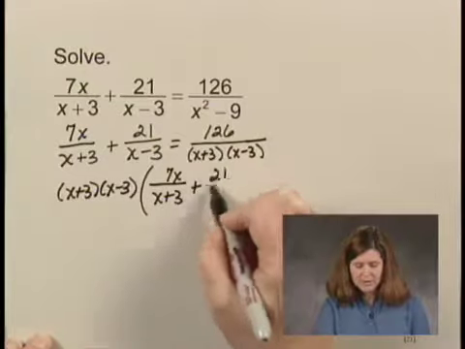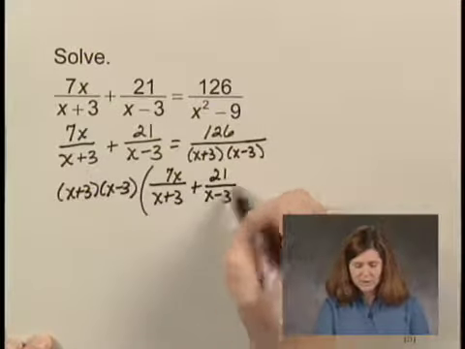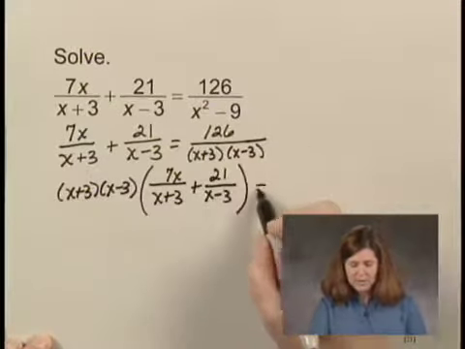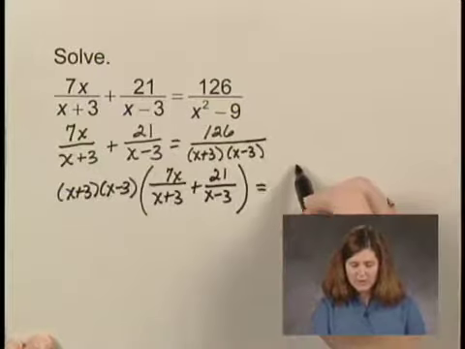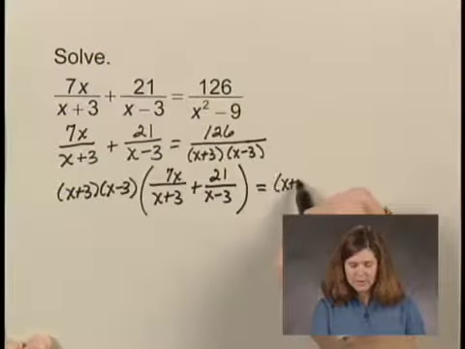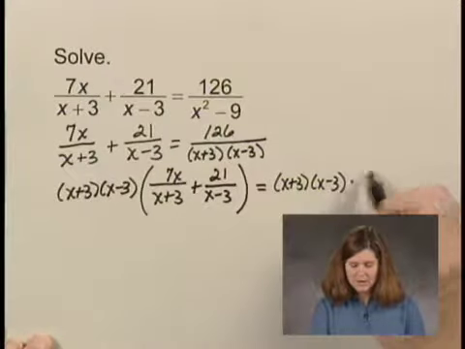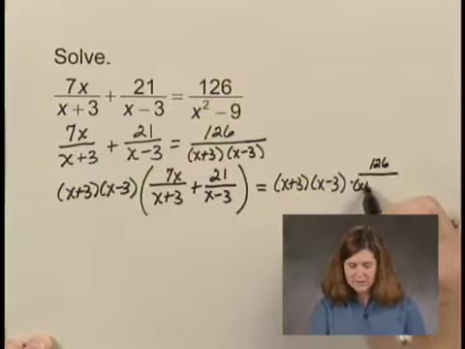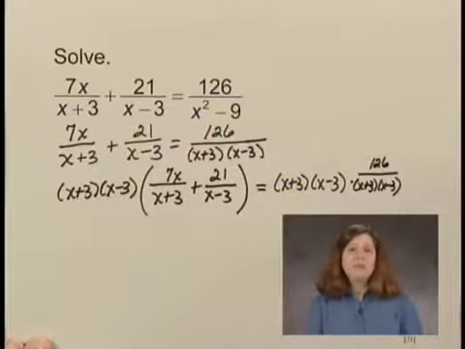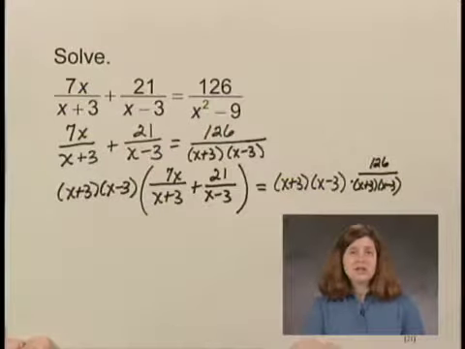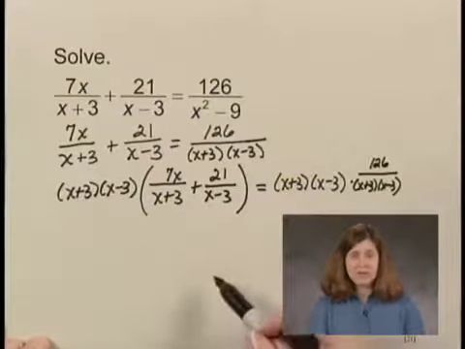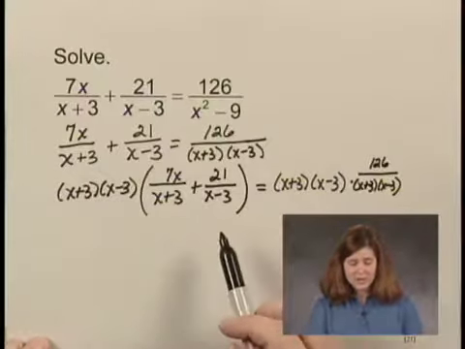Make sure I multiply the entire side of the equation. I'll close that in parentheses. And then I multiply the right side of the equation by that: x plus 3 times x minus 3 times 126 over x plus 3 times x minus 3. Now when I perform the multiplications, I should have cleared the denominators. There should be no fractions, cleared the fractions.